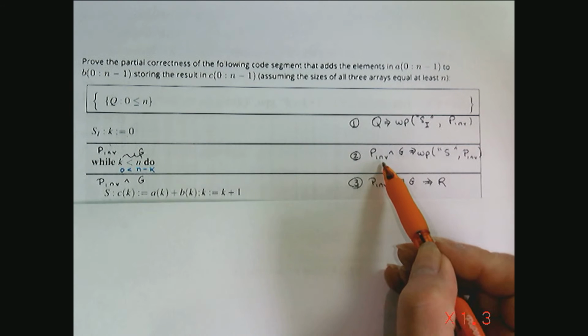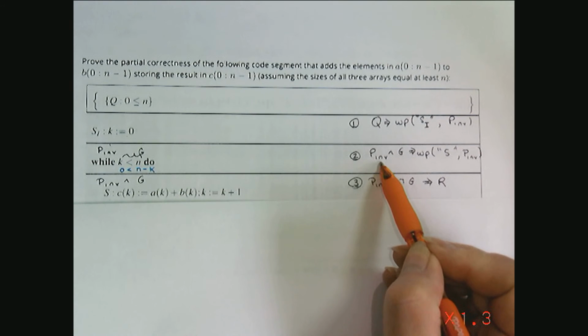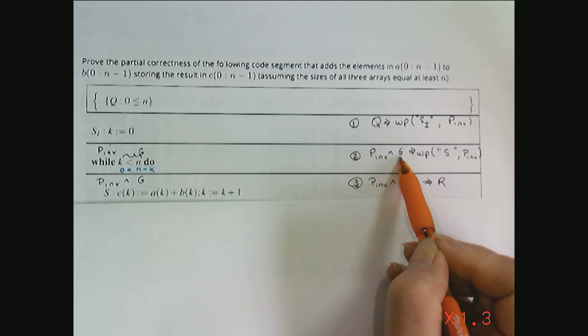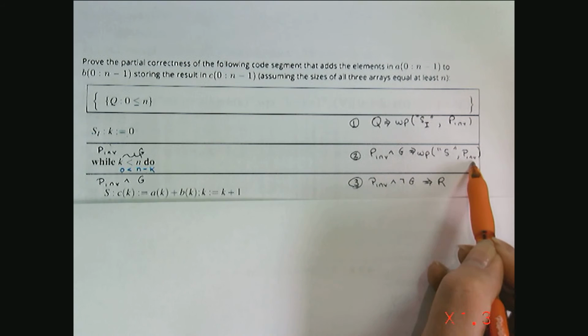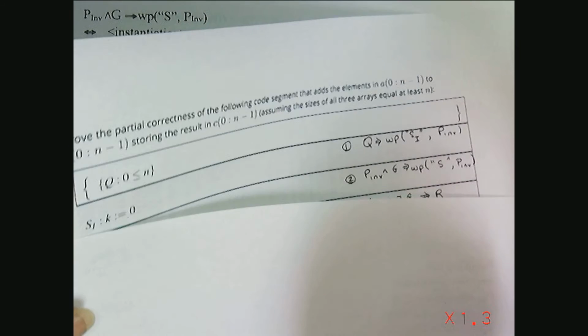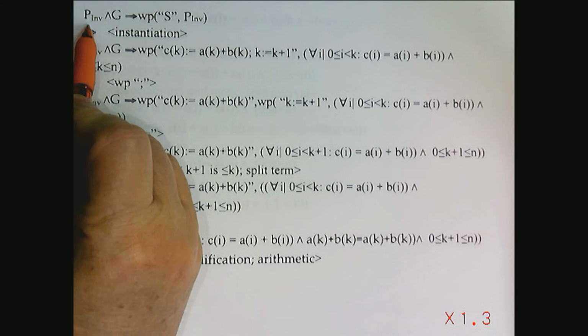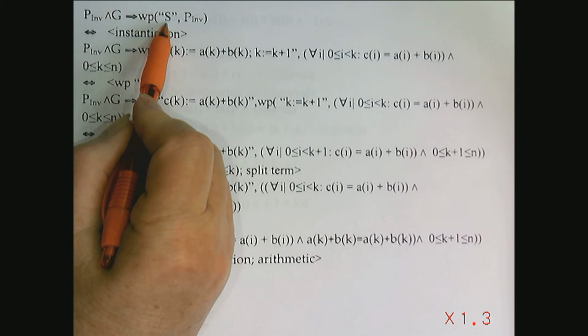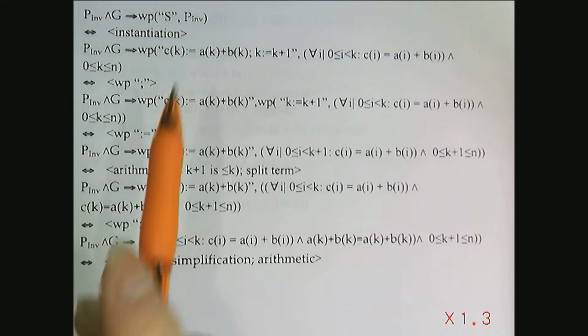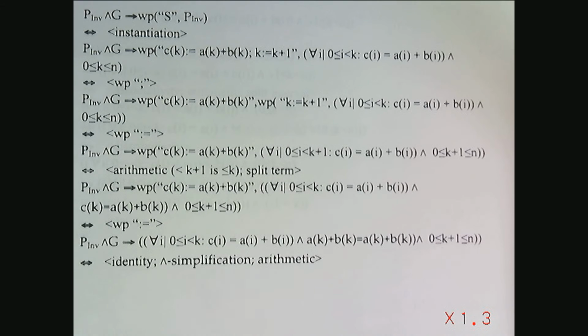In this video, we want to show that if the invariant holds and the guard holds, once we perform the command inside of the while loop, we end up in a state satisfying the invariant. Which means we need to show that the invariant and the guard imply the weakest precondition of the command inside of the while loop with respect to the invariant. How do we do this?